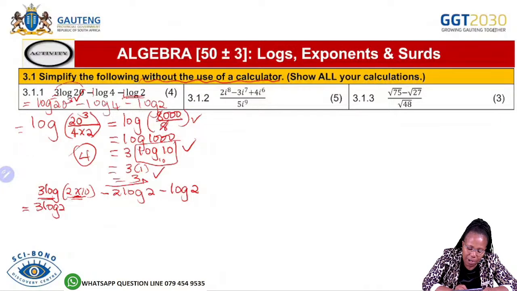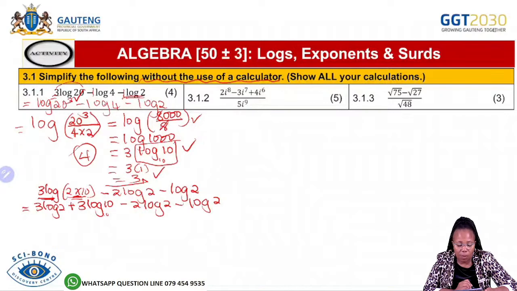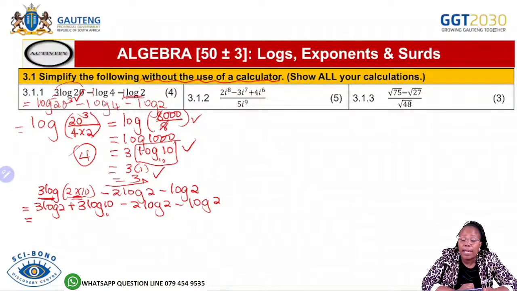Since we are multiplying, it will be plus according to our rules, but remember it's a 3 log, ne? It's a 3 log 10. Remember, it will be base 10 there if there's no base. And then minus 2 log 2 minus log 2. That is our expression, okay? And then now we have 3 log 2 minus 2 log 2 minus log 2.